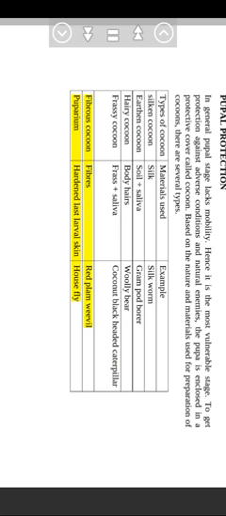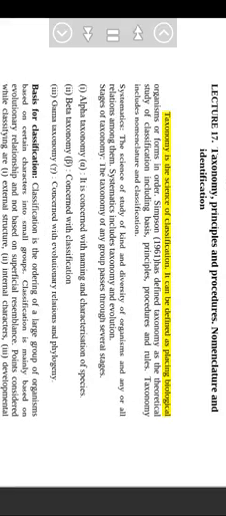Lecture 17. Taxonomy, principles and procedures. Nomenclature and identification. Taxonomy is the science of classification. It can be defined as placing biological organisms or forms in order. Simpson, 1961, has defined taxonomy as the theoretical study of classification including basis, principles, procedures and rules. Taxonomy includes nomenclature and classification. Systematics, the science of study of kind and diversity of organisms and any or all relations among them. Systematics includes taxonomy and evolution.